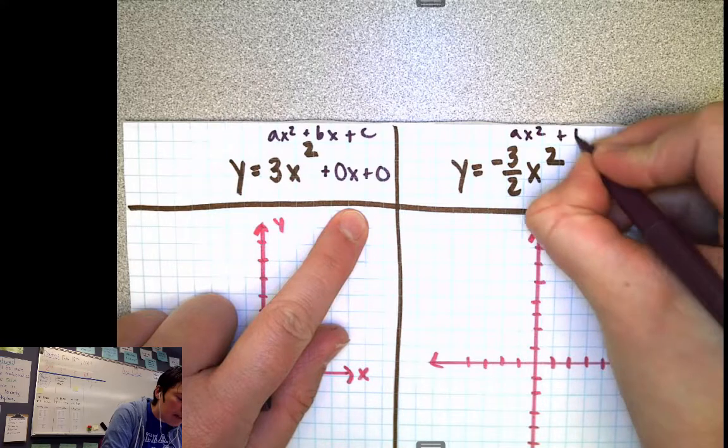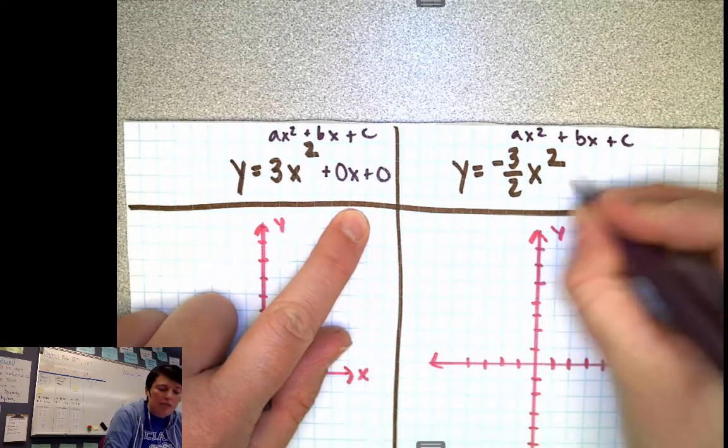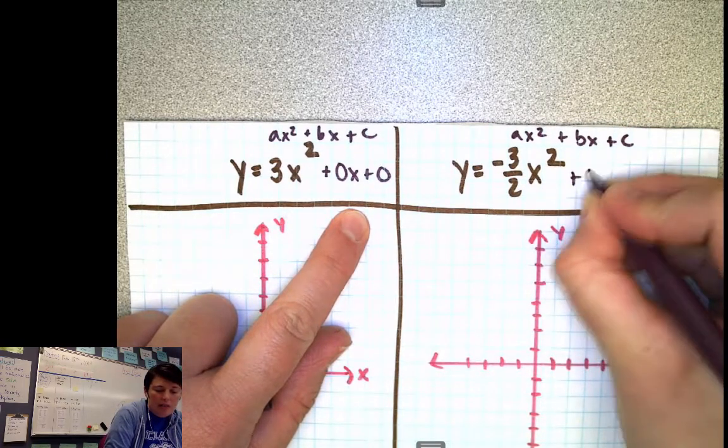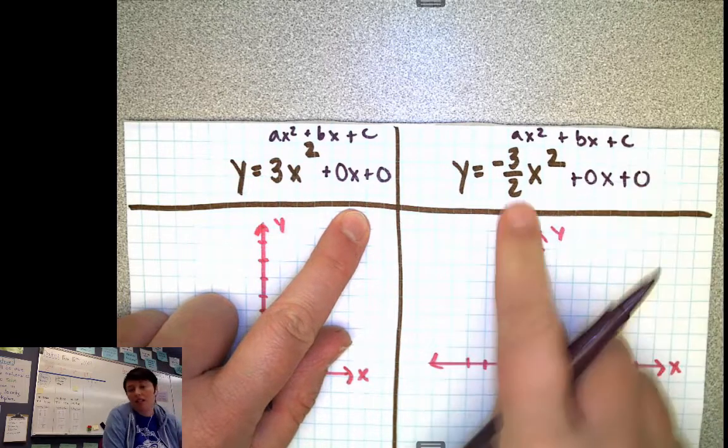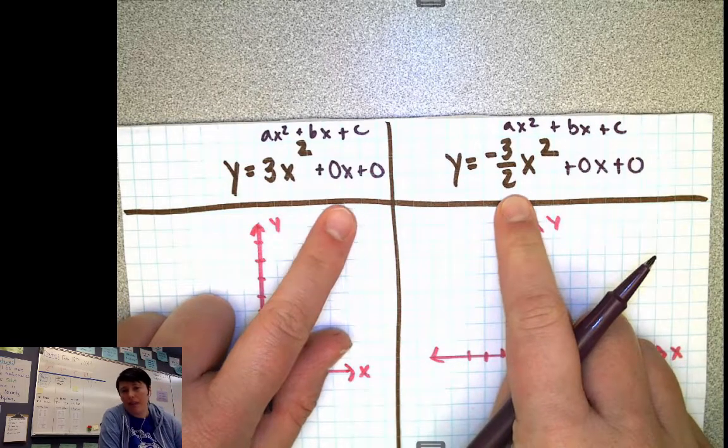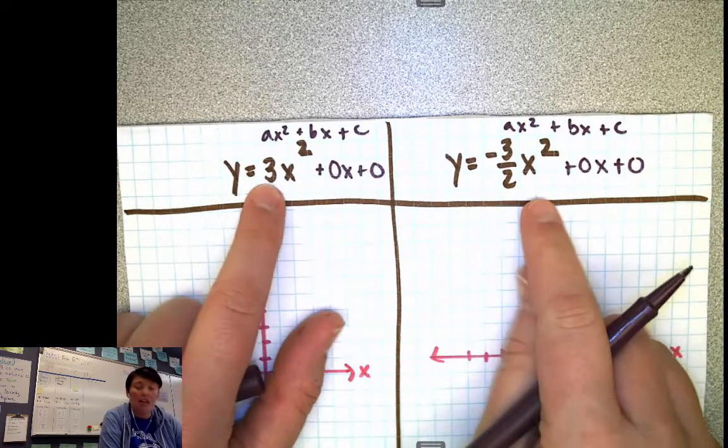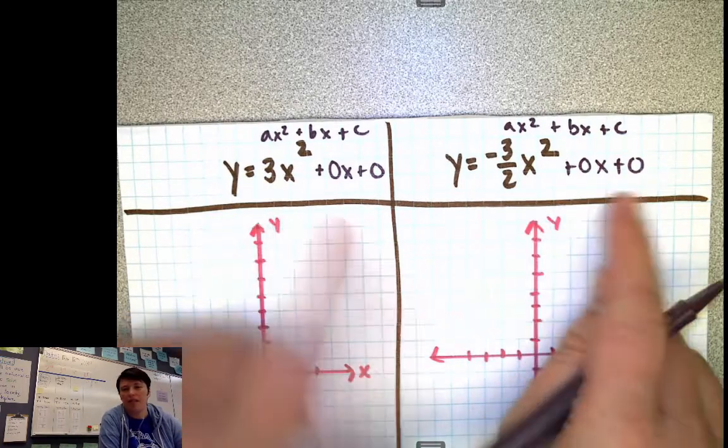Ax squared plus bx plus c. There is no bx plus c. It's 0x plus 0. Now the a is there. It's negative 3 halves. We do have a's. We have a equals 3 and a equals negative 3 halves, but we don't have b's and c's.